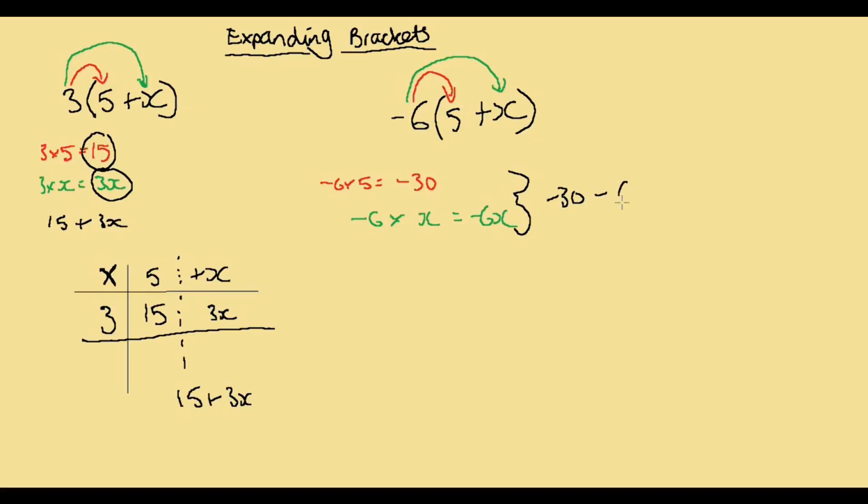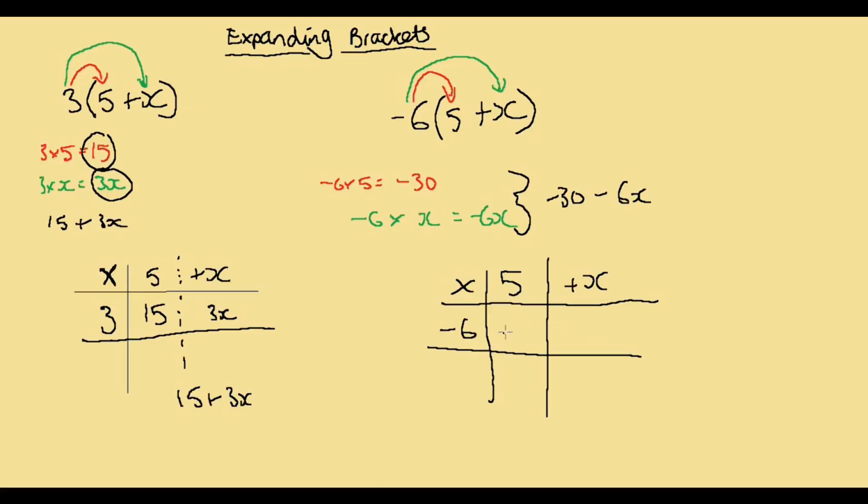Now, if you wish to do it using the column method, which I personally like because it means that you don't forget anything, especially when it comes to the harder ones, which we'll have a look at in a minute. What we have is minus 6 here, because we've got the minus 6 on the outside, and then a 5 plus x. So there's our columns and rows. Minus 6 times by 5 is minus 30. Minus 6 times by x is minus 6x. So there we go. Minus 30, take away 6x is our answer.